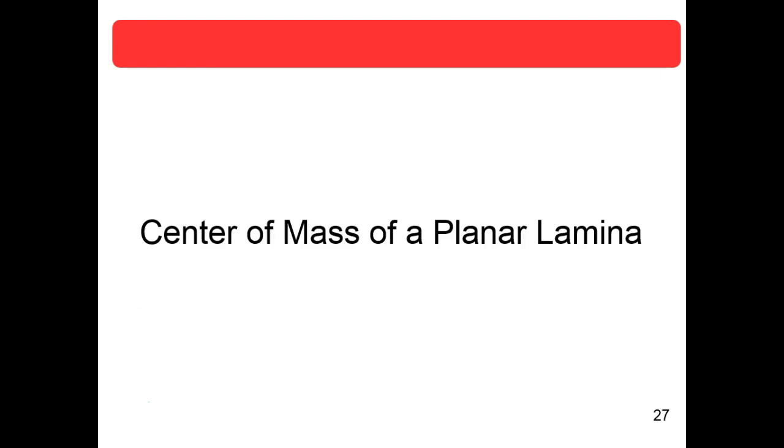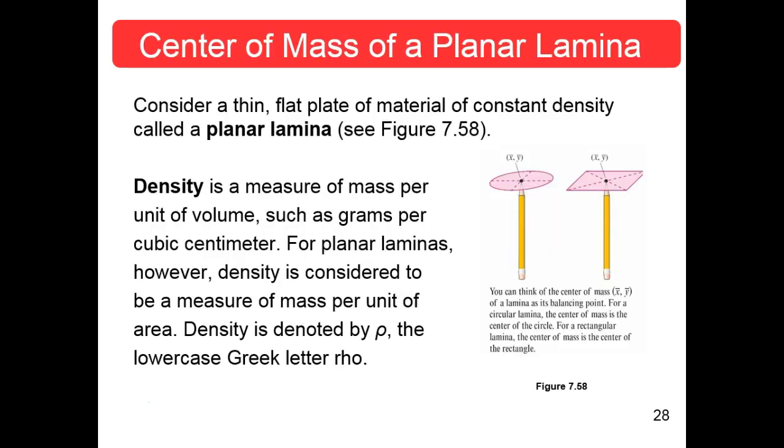Now we're going to talk about the center of mass of a planar lamina. Okay? Now, planar, hopefully that makes sense. It's something in a plane, whatever that plane is. Lamina is a new word, and it's a pretty simple word. Consider a thin, flat plate of the material of constant density. There's the key, constant density, called a planar lamina. Thin, flat plate, that means it's in a plane. Constant density, that makes it a lamina.